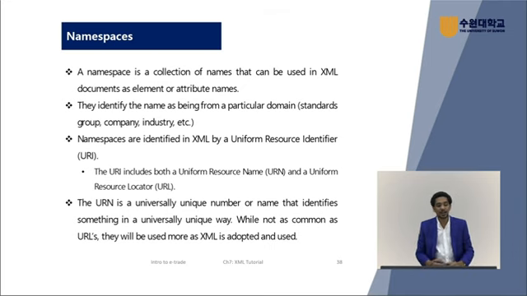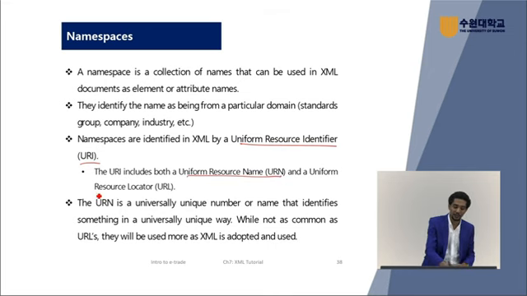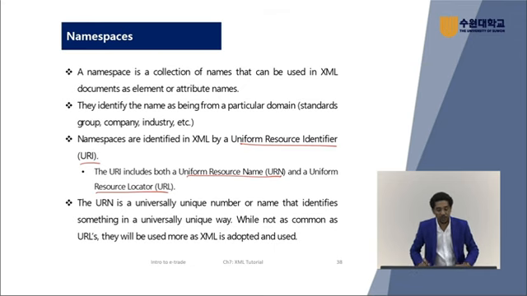And the last thing are the namespaces. So namespaces are collections of names that can be used in XML documents as element or attribute names, right? So they identify the name as being from a particular domain, standard group, company, or industry, right? So namespaces are identified in XML by a uniform resource identifier, and this uniform resource identifier contains a uniform resource name and a uniform resource locator, right? So the uniform resource name is a universally unique number or name that identifies something in a universally unique way, right? So unique to other names. While not as common as URLs, they will be used more as XML is adopted and used.